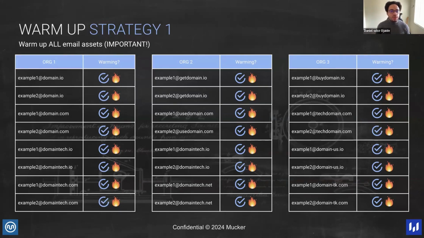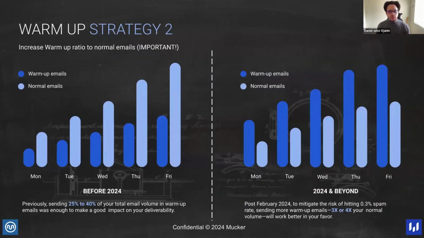Something else with email warming that we would also quickly talk about is that previously, before Google and Yahoo released these new restrictions, when people ran email warming campaigns, what we recommended was that your warm-up emails could be about 25 to 40% of your total volume of emails. So for example, if you were going to send 100 prospecting emails a day, that's the volume you typically would like to send every day.